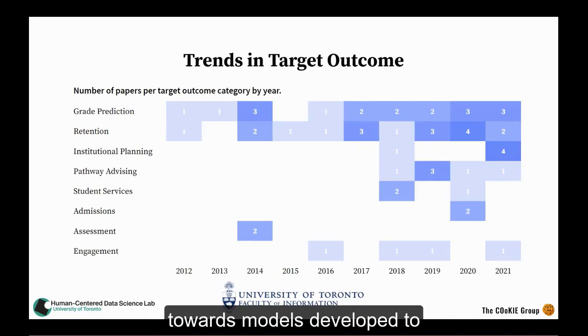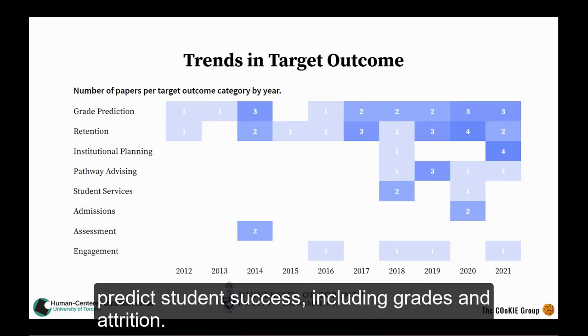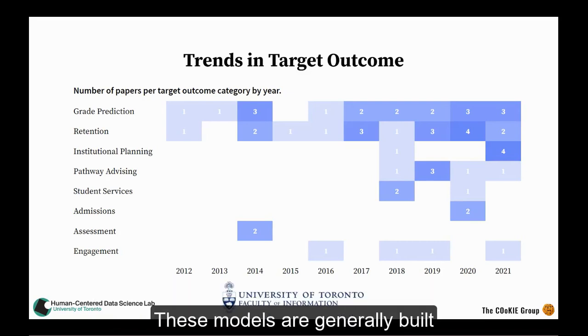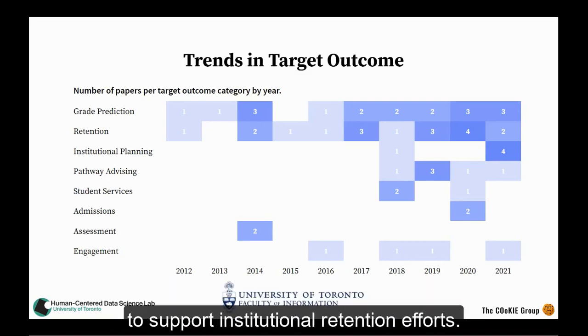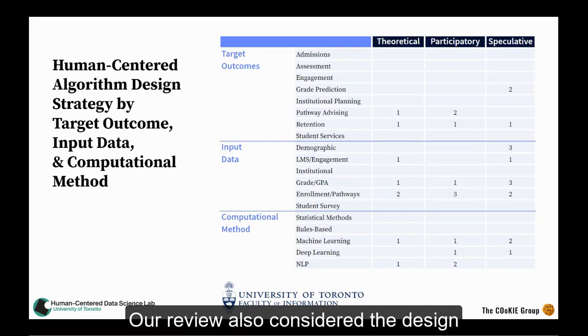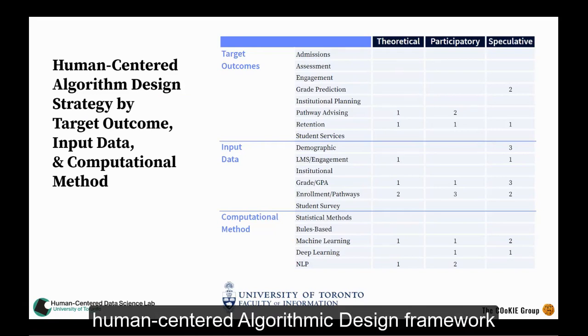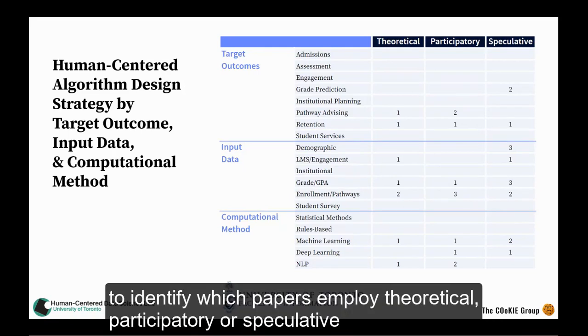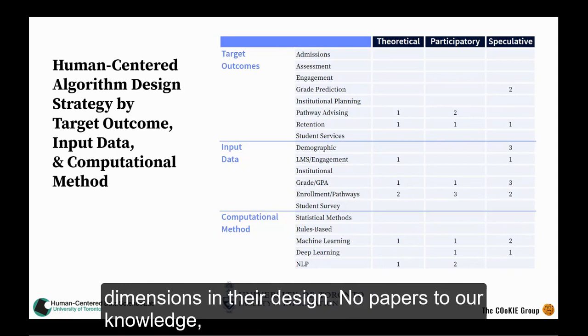Results show a growing trend towards models developed to predict student success, including grades and attrition. These models are generally built to support institutional retention efforts. Our review also considered the design of the study through the lens of Baumer's human-centered algorithmic design framework to identify which papers employ theoretical, participatory, or speculative dimensions in their design.